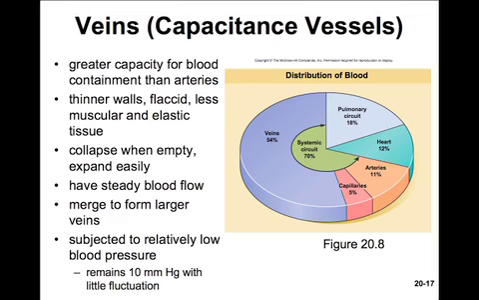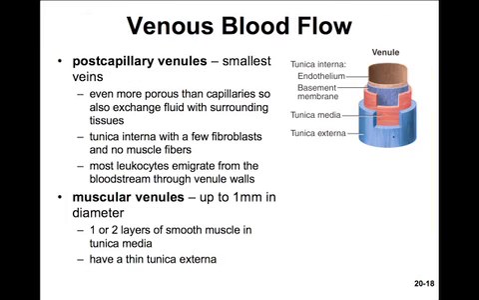Small venules will combine to form larger veins. All of them are subjected to relatively low pressure, whereas in the arterial portion of circulation, the pressure could be up to 120 millimeters of mercury. When we get into the veins, it's only about 10 millimeters of mercury with very little fluctuation.